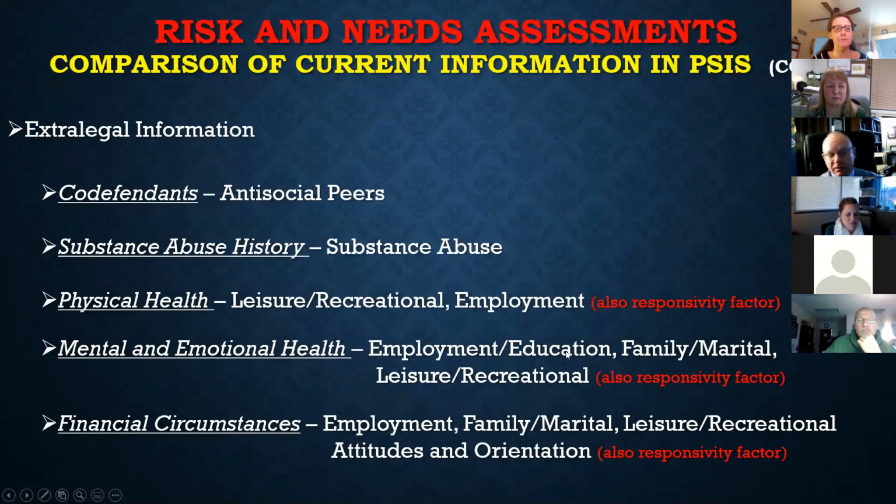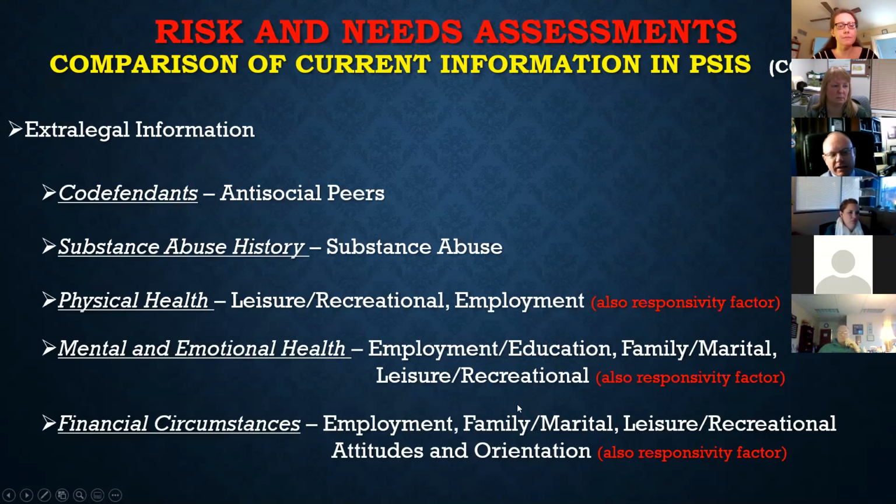Co-defendants, antisocial peers, substance abuse history, physical health, leisure, recreation, and employment. Also, this is a responsivity factor. If they're in a wheelchair or they're handicapped, this may be very difficult for them to get the treatment or be able to work. Mental and emotional health, again, also responsivity factors.